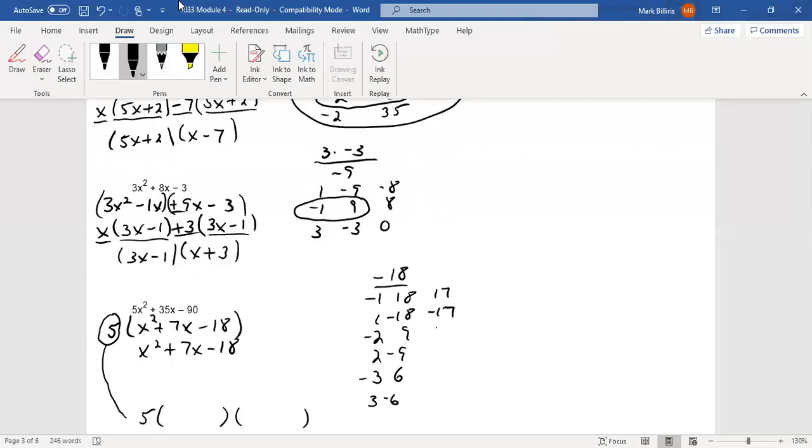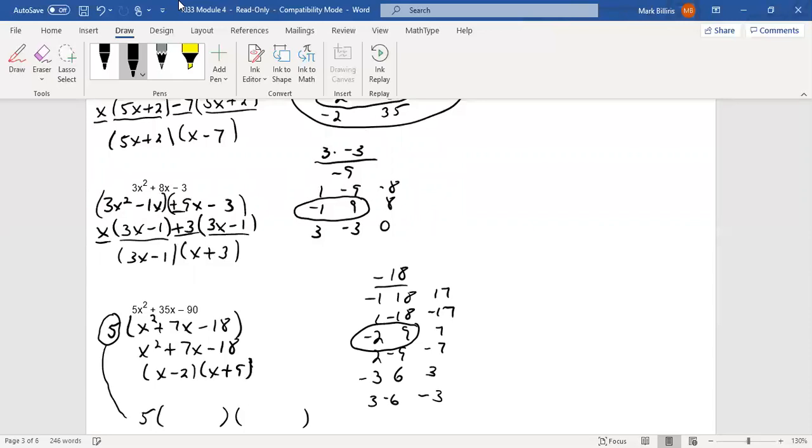So I get 17, negative 17 when I'm adding. Negative 2 plus 9 is 7. Negative 7, negative 3 plus 6 is 3, and 3 minus 6 is negative 3. So my middle term is a positive 7. So I'm going to use the negative 2 and 9. So this factors to x minus 2 and x plus 9.